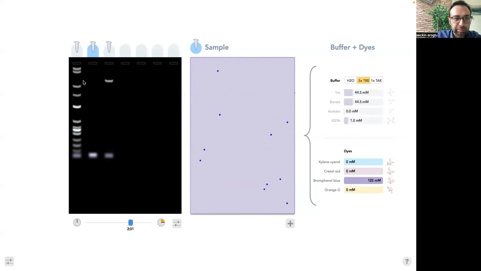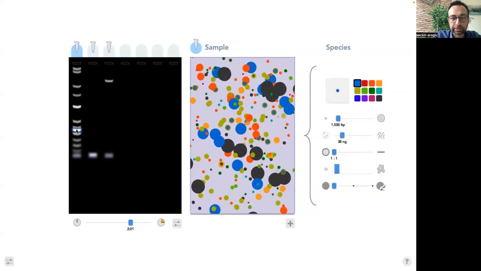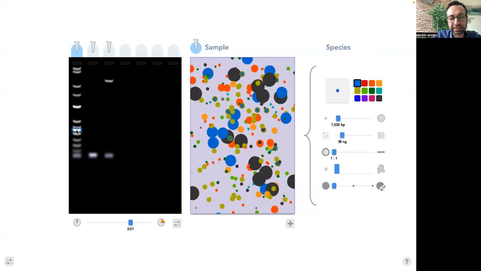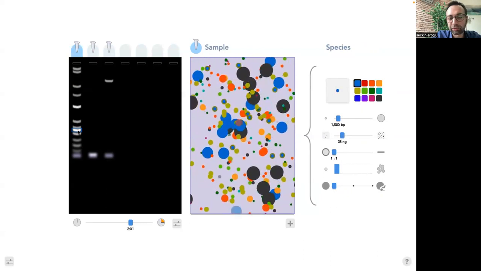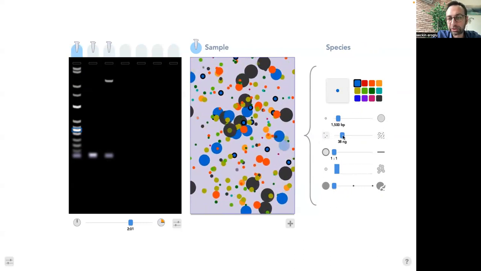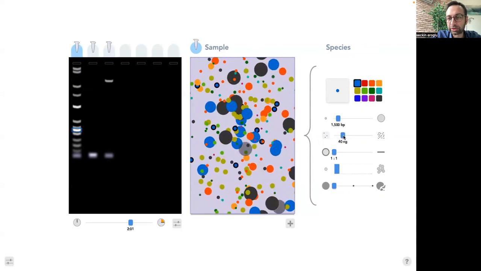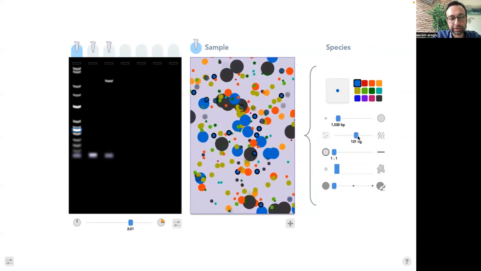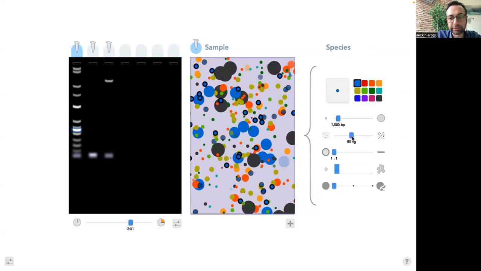And you can see some bands are more concentrated compared to the others. For example, this one. And this highlight coming from it is due to the concentration. So we can change the concentration here. If we make it concentrated, then they get stronger.